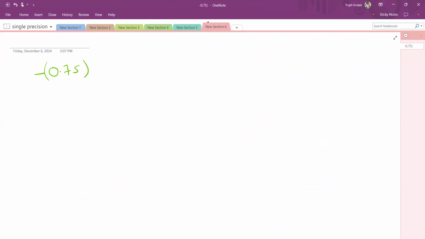Consider one example, 0.75. Now this example is in decimal form, so first you need to convert it into binary. To convert any decimal number into binary, first you should know how to convert decimal into binary or binary into decimal. So this number multiplied by 2, you will get 1.50.